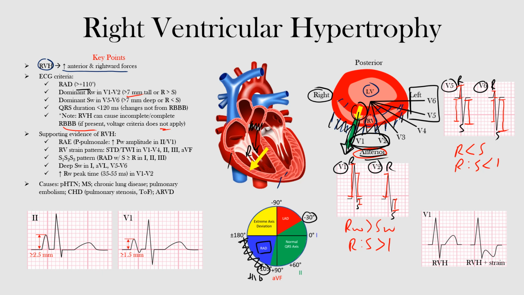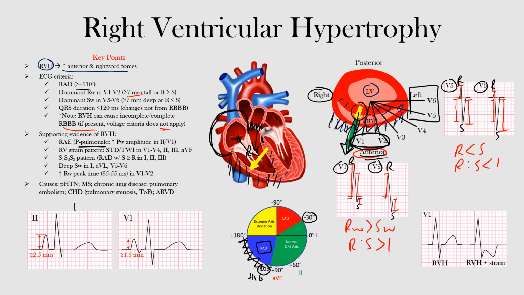And if this right ventricle hypertrophies, and maybe the chamber becomes even smaller, or can't handle more, you can see blood or pressure backing up into the right atrium. So some supporting evidence could be right atrial enlargement. And one of the things we see is this P pulmonale, where we see an increase in P wave amplitude in leads 2 and V1.